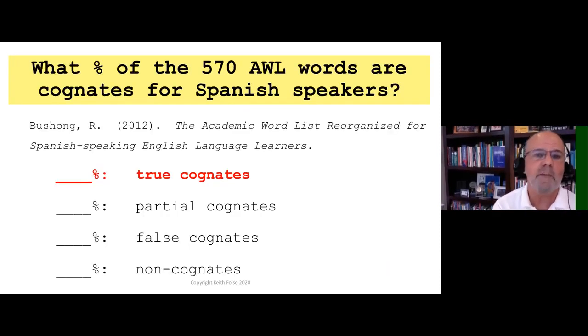So one of my main beefs with it is that the AWL was developed in New Zealand. That's not the problem, because it used a wide variety of language, sort of. The students that people are teaching in New Zealand are mainly Asian languages. So you have a lot of Chinese speakers, Malaysian, Indonesian, Japanese, and we don't have a lot of Spanish speakers there. So that's a problem for me, because if you look at the AWL list, which has 570 words on it, how many of the AWL words are actually cognates in Spanish?